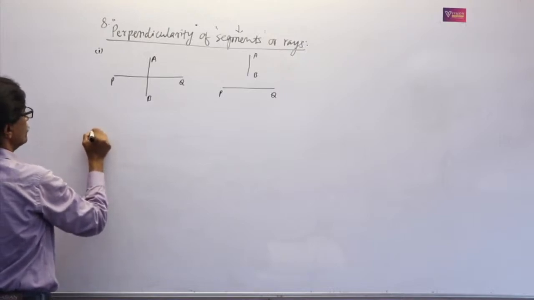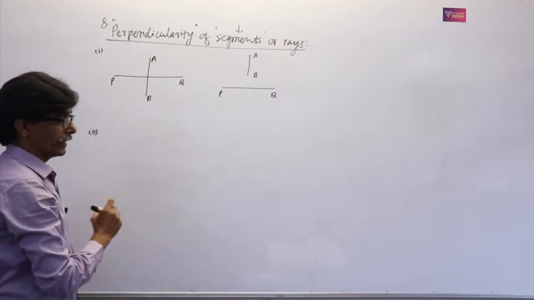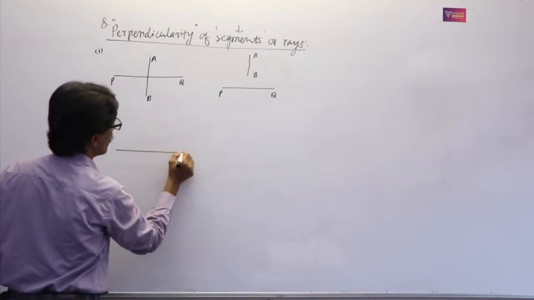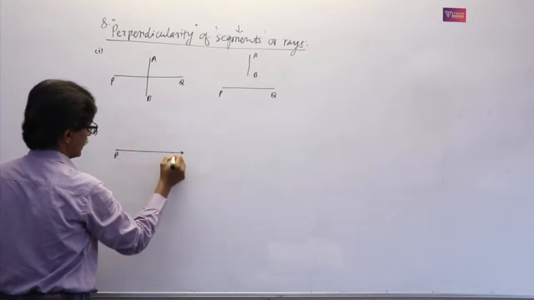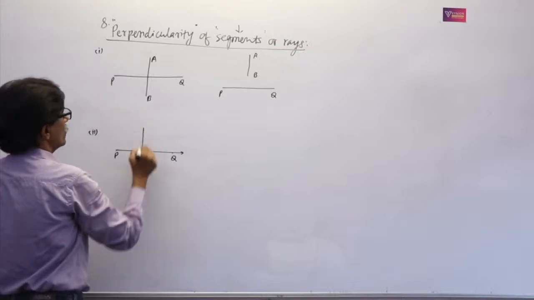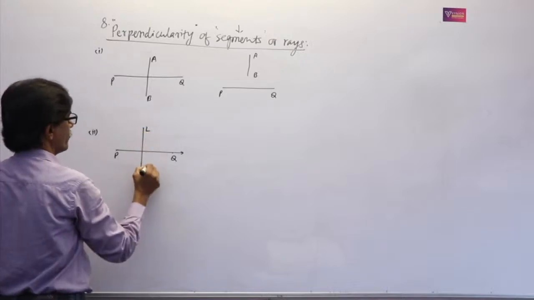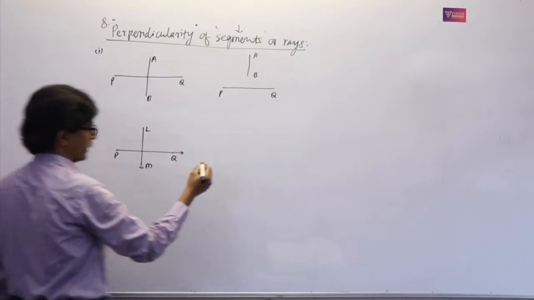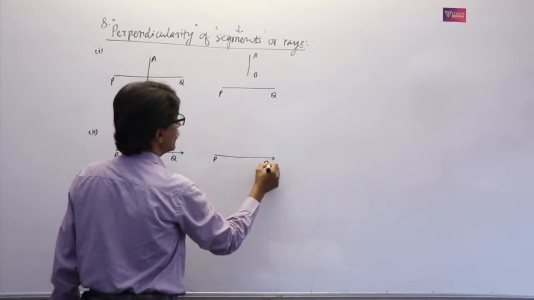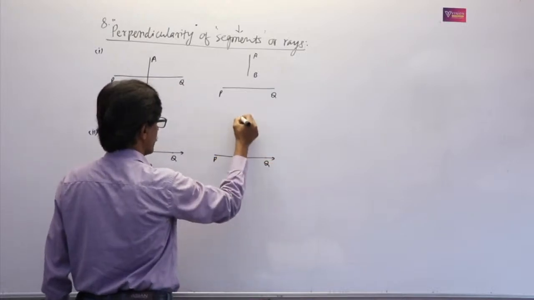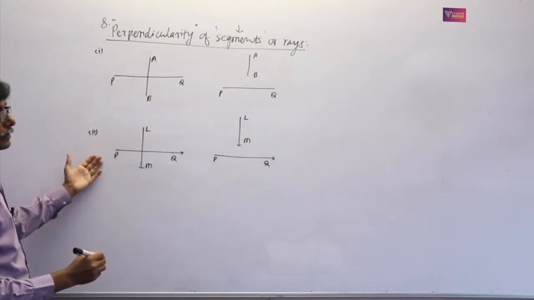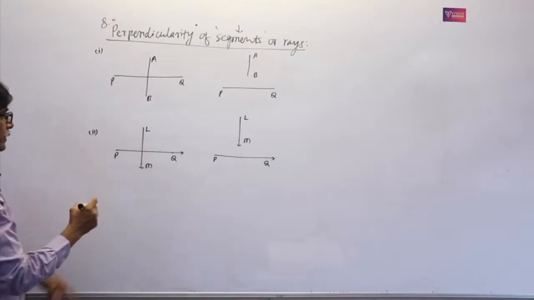Second, rays. I will take a ray. Suppose PQ is one ray, and the second ray I take here, LM. This figure can be drawn like this also. Same figure. I take ray PQ and I just take this ray as LM. Segments, rays.